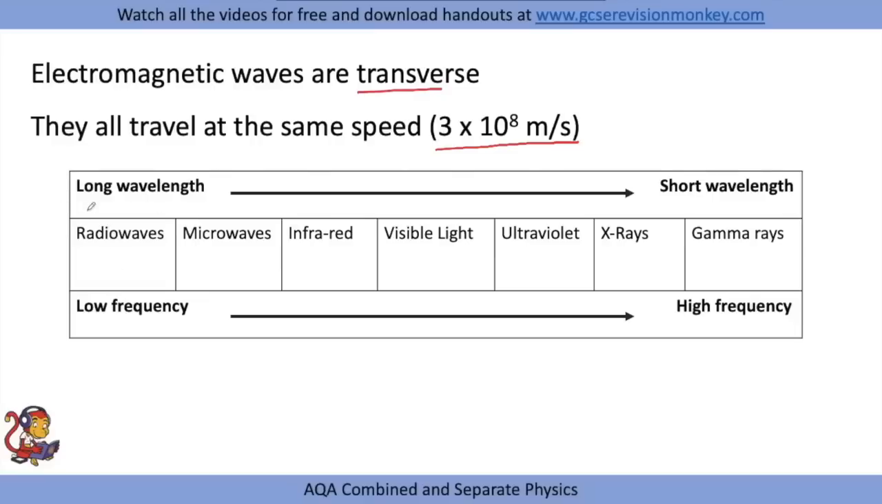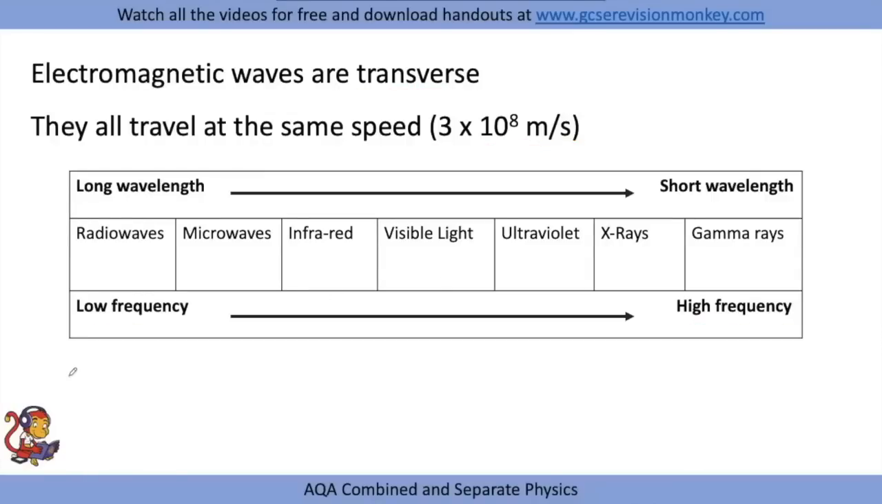So this is showing the order from the longest wavelength to the shortest wavelength, and the order will be radio waves, microwaves, infrared, visible light, ultraviolet, X-rays, and gamma rays. And this is also the order from the lowest frequency wave to the highest frequency wave.